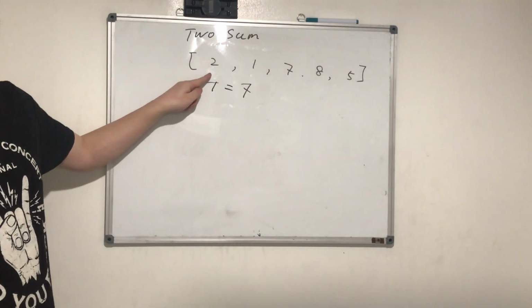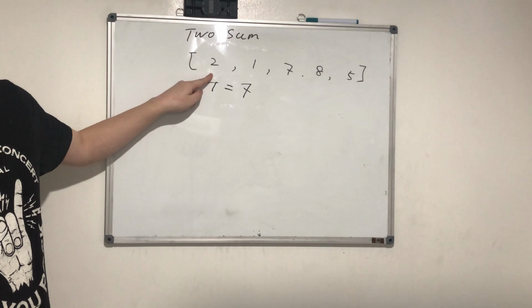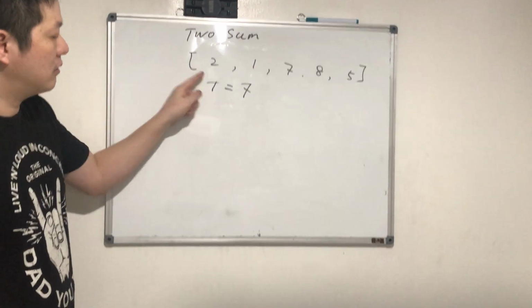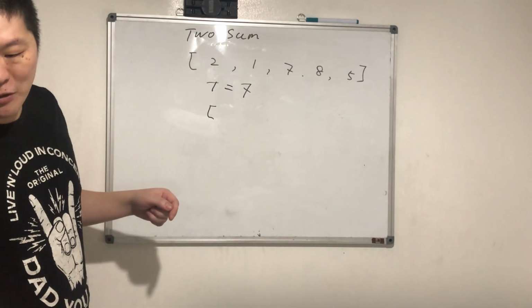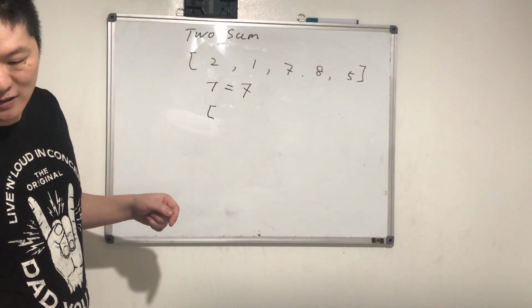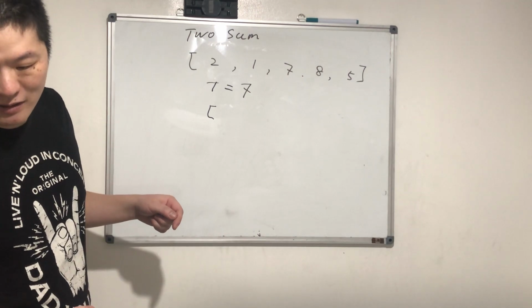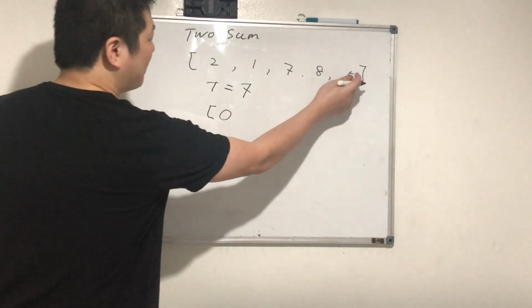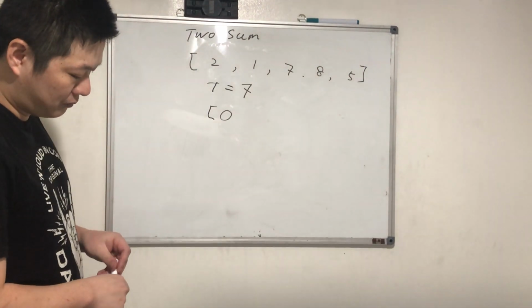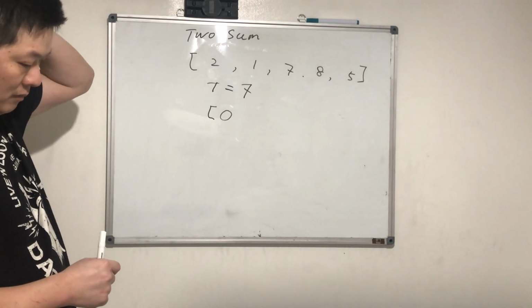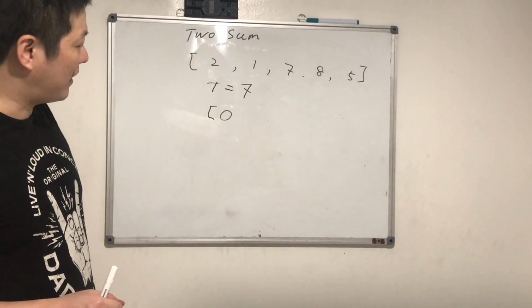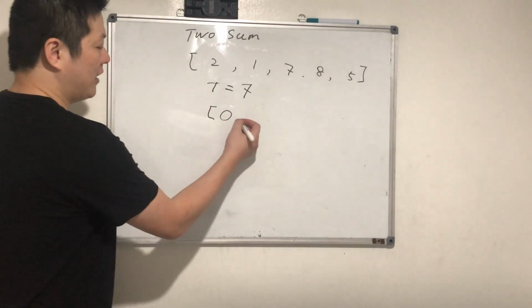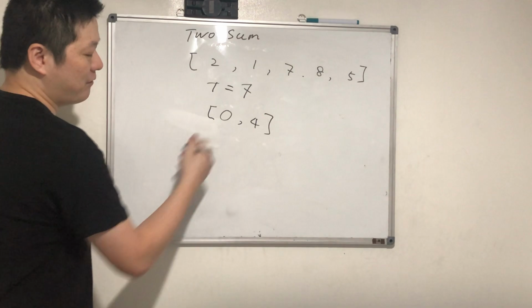So what's the index of 2? What did I just say about the first number, does it start with index 0 or 1? 0. Yeah, and what's the index of 5? How many numbers? 4. Yes, that's right. So you just need to return 0 and 4, okay?